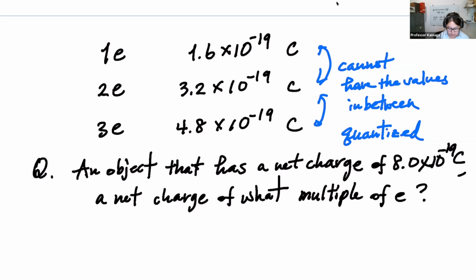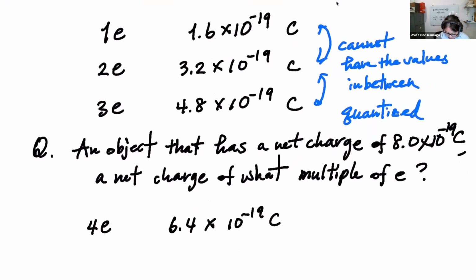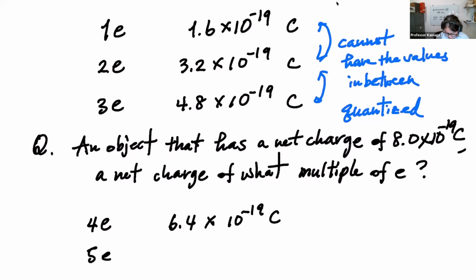The answer is this. Because you can see, when you have 4 electrons lost, that's going to be 6.4 times 10 to the minus 19 coulomb. Then if you have 5 electrons lost, it's going to be 8.0 times 10 to the minus 19 coulomb.